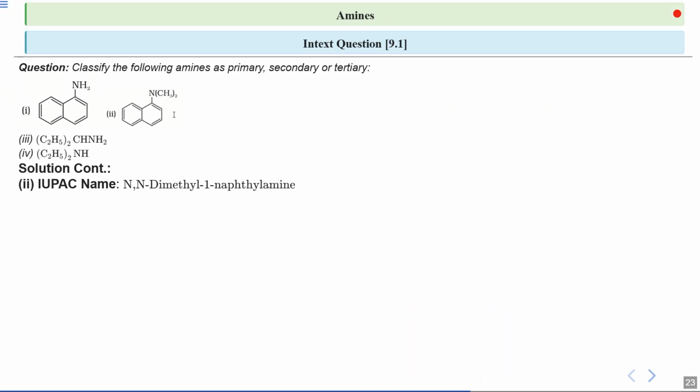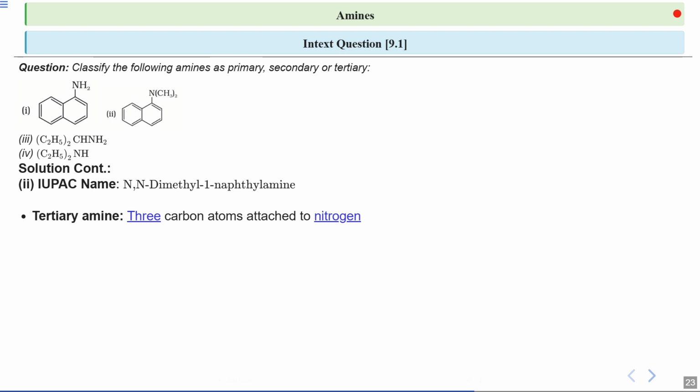If you look at the IUPAC name of this compound, it is N,N-dimethyl 1-naphthylamine. So if you see, two methyl groups are directly attached to this nitrogen. So they are designated as N substituents. So it will be N,N-dimethyl 1-naphthylamine. Okay. And what is it? Is it primary, secondary, or tertiary? It is a tertiary amine.